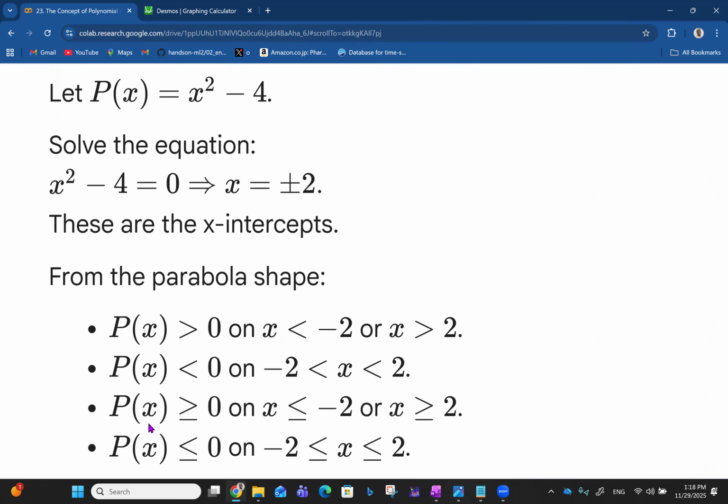Then for P of x greater than or equal to 0, it will just be what we had up here: x less than or equal to minus 2 or x greater than or equal to 2. So let's go back.